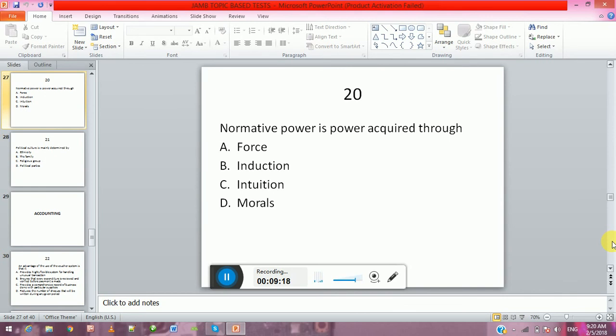Normative power is power acquired through A. Force, B. Induction, C. Intuition, D. Morals.